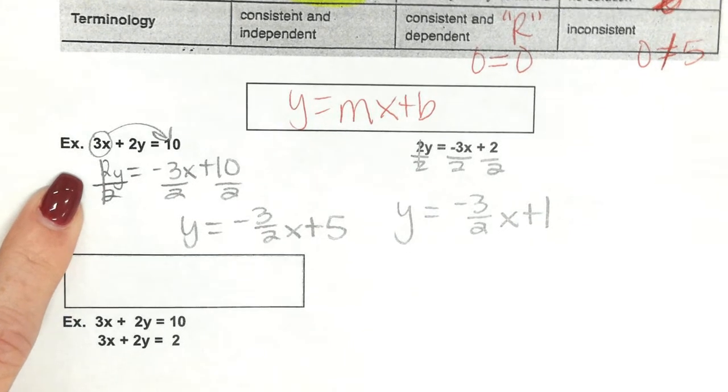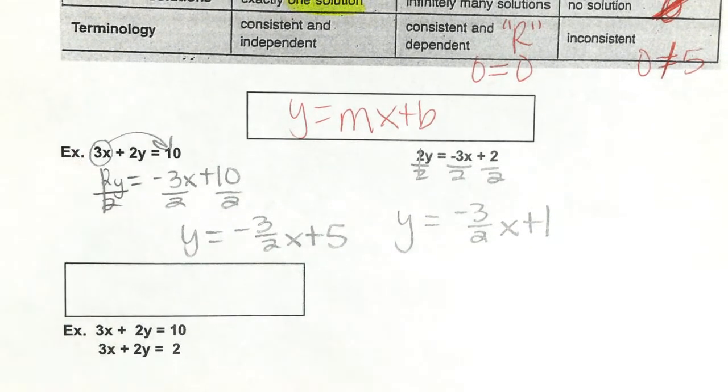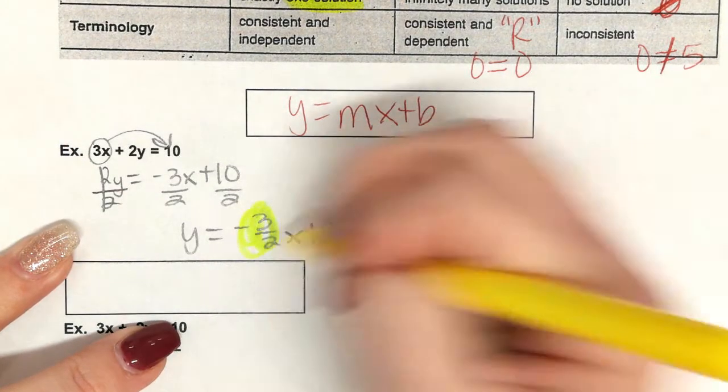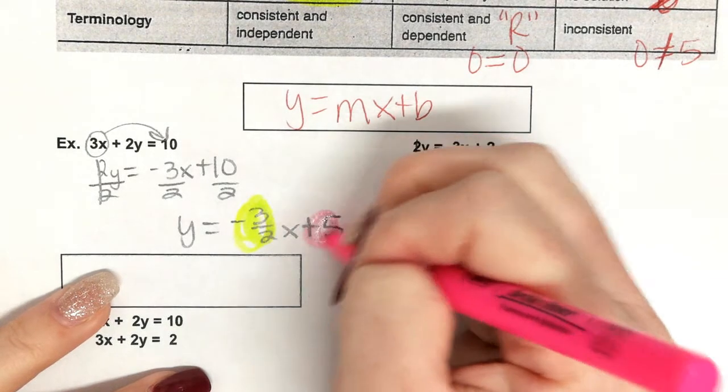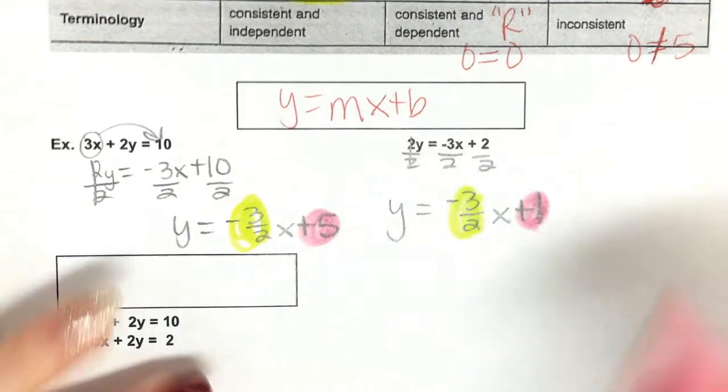Now, what am I looking at? I'm looking at their slopes and y-intercepts. So here's this one's slope. Here's this one's slope. Are they the same? Okay, now stop. We have to look at their y-intercepts. If their y-intercepts are the same, then they're the exact same line, and it's going to be all real numbers. If their y-intercepts are different, then they're what? They're parallel lines. So what do y'all think?